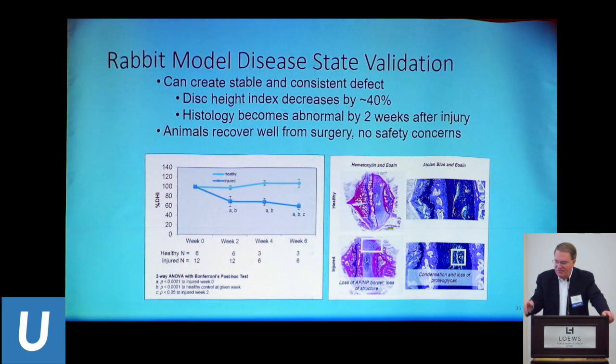So this is a validation in our lab of the rabbit DDD model. So at time 0, you puncture the disc, and typically you have control discs too. So the light blue line at the top is the stable disc height index of a disc that's been exposed but not punctured. The darker blue line, medium blue, is what happens to a disc that's been punctured. In the New Zealand white rabbit, within 2 weeks, that disc has lost a significant part of its height, and that whole process stabilizes at about 6 weeks.